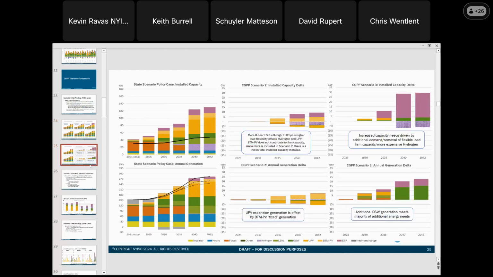And let me jump to the next slide here because it shows the delta. So, for example, this bar here is just the delta between 2042 in scenario 3 and the state scenario for capacity and generation. Just doing the generation piece first, you can see that most of the additional demand is being met by offshore wind. And then you can see that significant swap between the hydrogen DEFR capacity to batteries instead, again driven by both the demand, but largely by the more expensive hydrogen units.